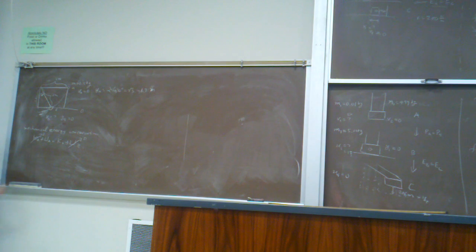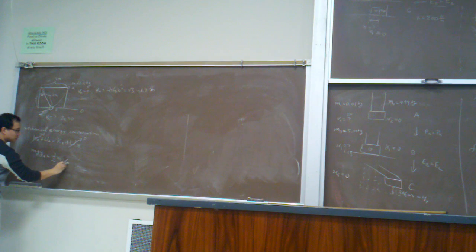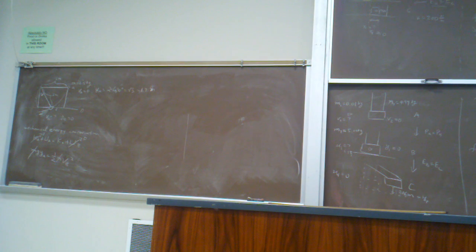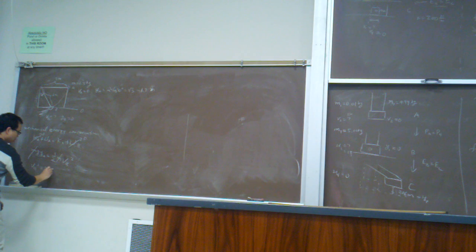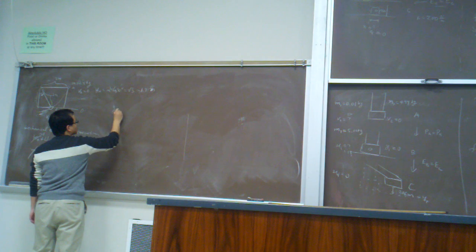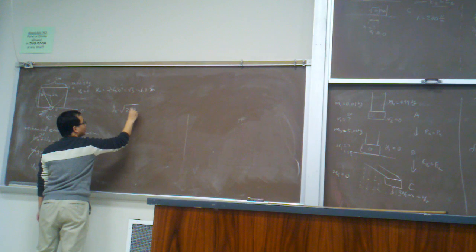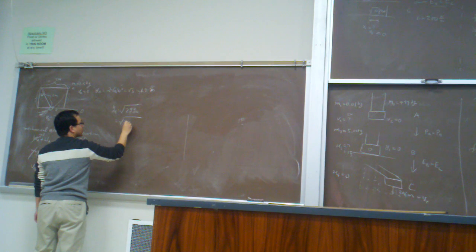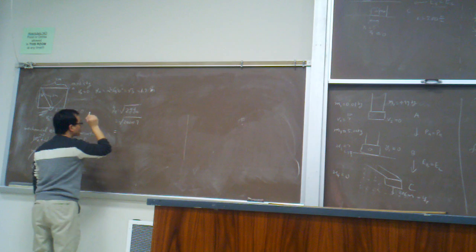So UA equals KB, that means mgYA equals 1/2 mVB squared. And in fact, I don't even need the math here. So VB squared equals 2gYA. So VB equals the square root of 2gYA, equals the square root of 2 times 10 times 1.7 equals, oh, sorry.